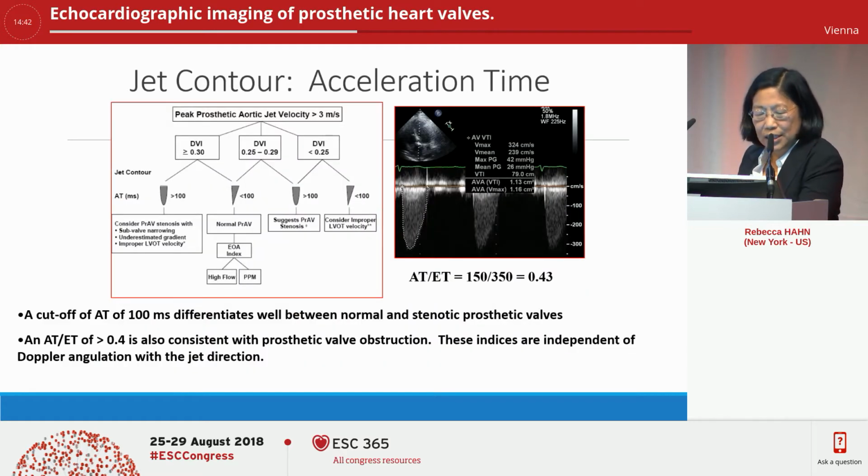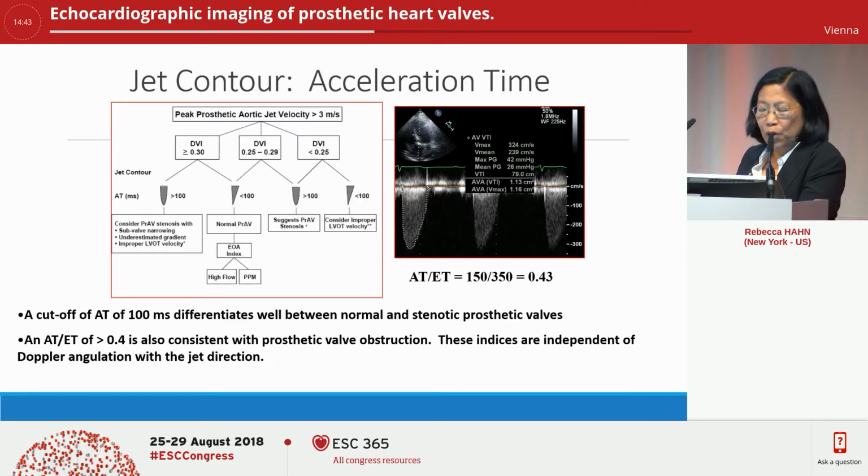And then the acceleration time. Now, acceleration time, if you're going to use it, needs to be done in the setting of a normal heart rate. The cutoff for an abnormal acceleration time, so again a delay in the peak, is greater than 100 milliseconds. But obviously, in the setting of tachycardia, you may want to correct for the heart rate by dividing by ejection time. And so an AT/ET index of greater than 0.4 is also consistent with prosthetic valve obstruction. Some people use 0.37 as their cutoff.